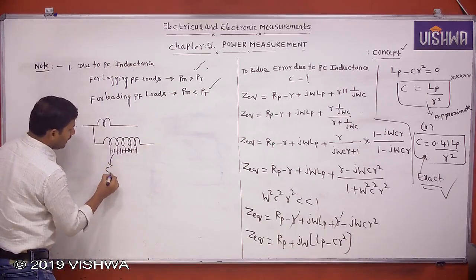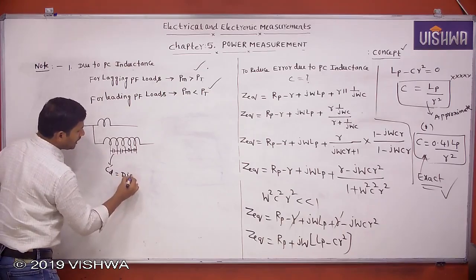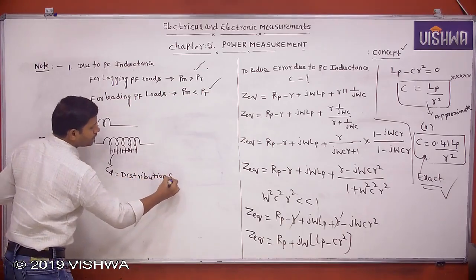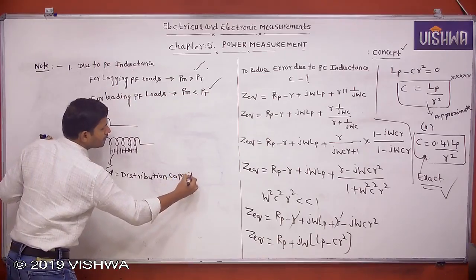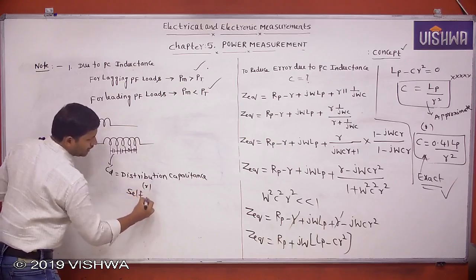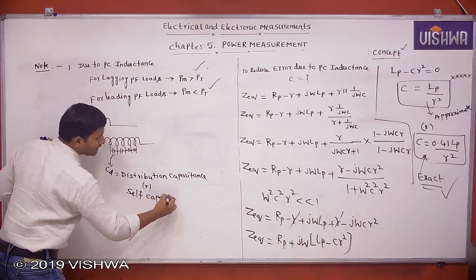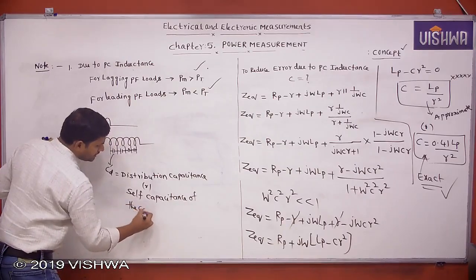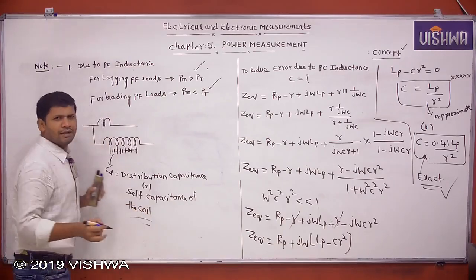This is CD. Let this be the distribution capacitance, or self capacitance of the coil. This is because of turn to turn. I think you know this one.